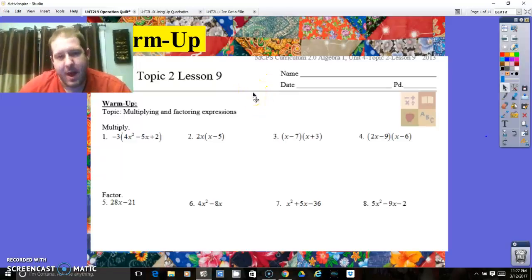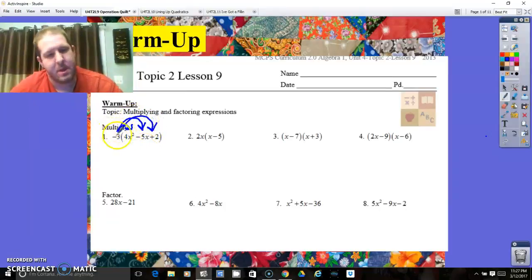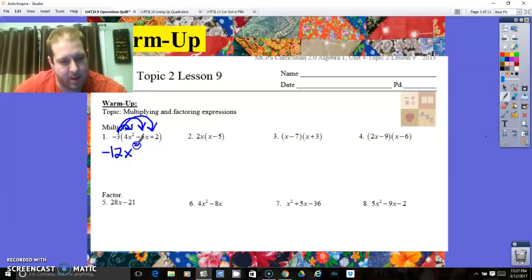In this lesson, we're going to be adding and subtracting, and not only just multiplying. Everything we've done with polynomials has been multiplying so far, which is what we're going to do with the warm-up. So we're going to multiply using the distributive property: take whatever's on the outside, multiply it by everything on the inside. So negative 3 times 4 makes negative 12x squared. Negative 3 times negative 5 is positive 15x. And then negative 3 times 2 makes negative 6.